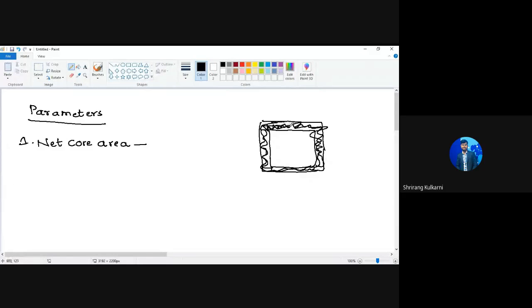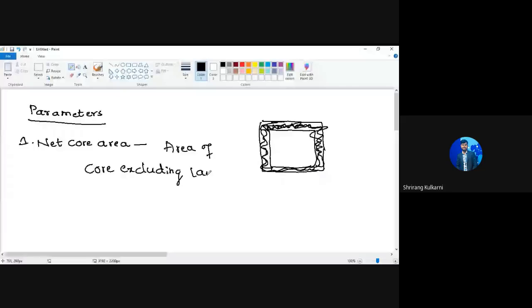Those thin sheets, each individual sheet is laminated, leaving all the other things. Only the core part, only the iron part, is what I'm telling. Net core area means what? It is the area of core excluding lamination. The lamination part is not considered. The lamination part may be small, but that also we are leaving. It is the area of core excluding lamination.